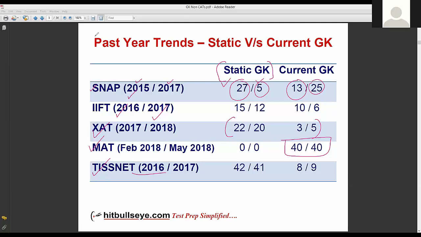Again, as when I move to the next slide, you'll see that there is no fixed pattern. No exam is concentrating on, let us say, economy alone, right? So it's not a prudent strategy for you to focus on one section and ignore the others, right? Of course, it will take time, but you have all the time in the world.